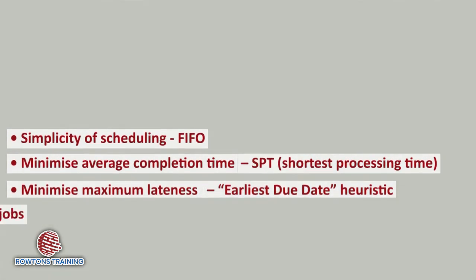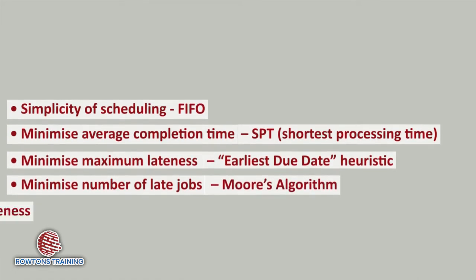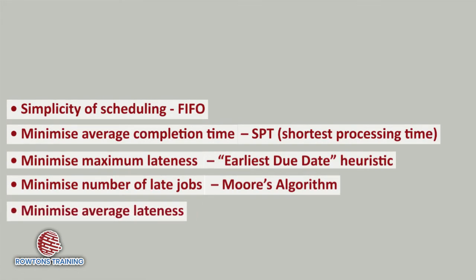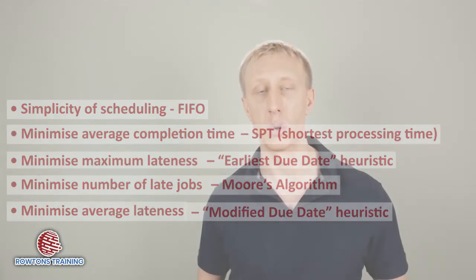Another objective would be to minimize the number of late jobs. And for this, we could use something called Moore's algorithm. We could also optimize to minimize the average lateness. And a heuristic you could use to do this would be the modified due date heuristic. And there are also many other scheduling objectives you could optimize for.